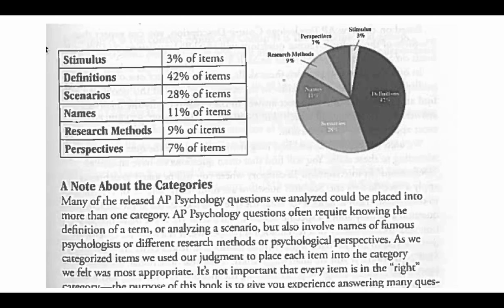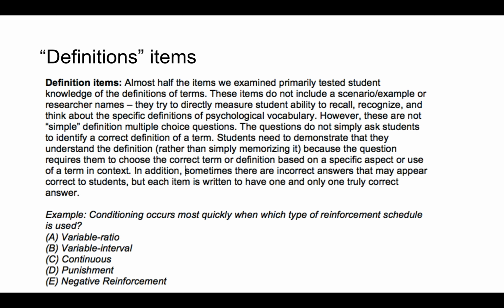Here's a scan from the book, from the introduction to the book, where we repeat this information about this item analysis and the categories. The most important category, because almost half the items on the AP Psychology exams, at least the items that we looked at, is the definitions category.